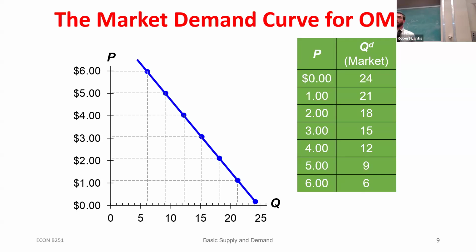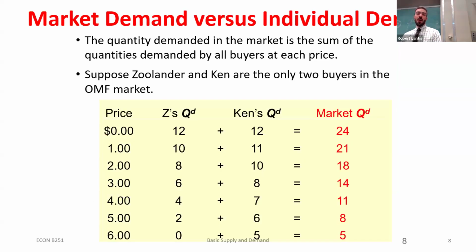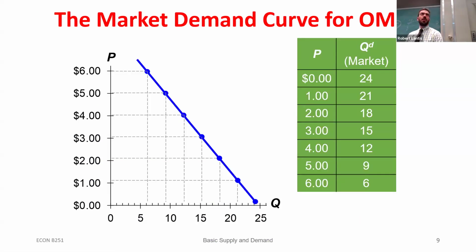Yep. If I go back here, what would be the market demand at $5? I just add up every individual's demand, total of 8. Any other questions before we keep moving?